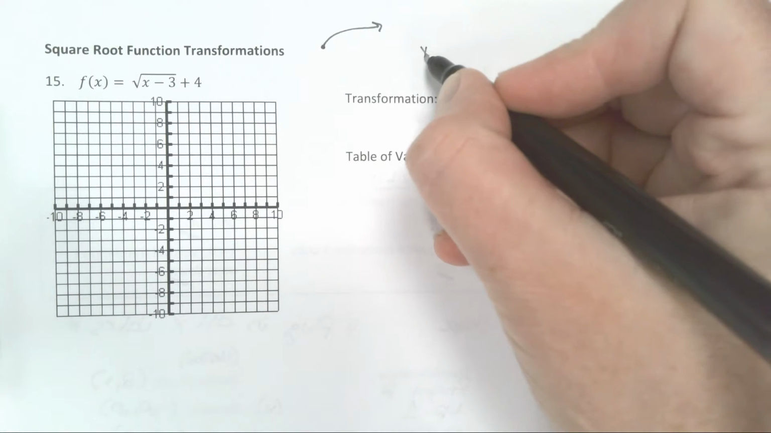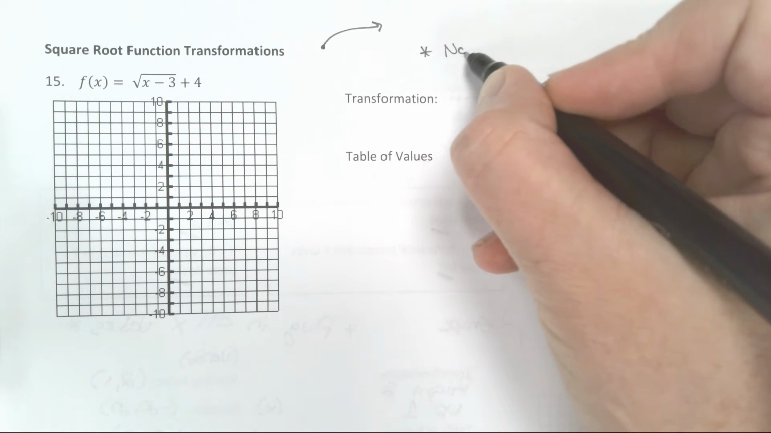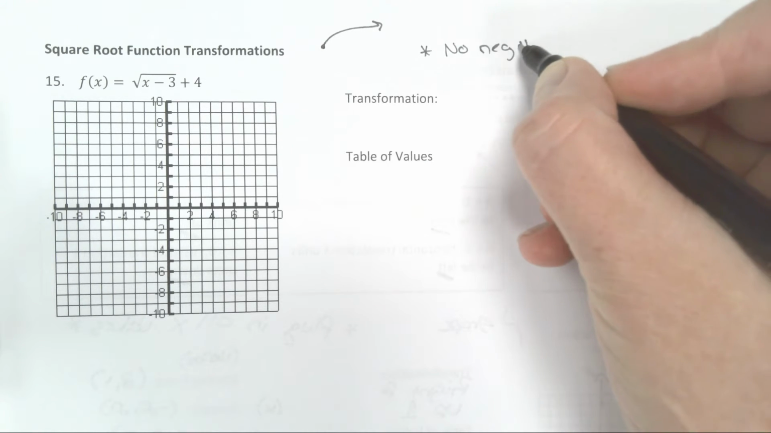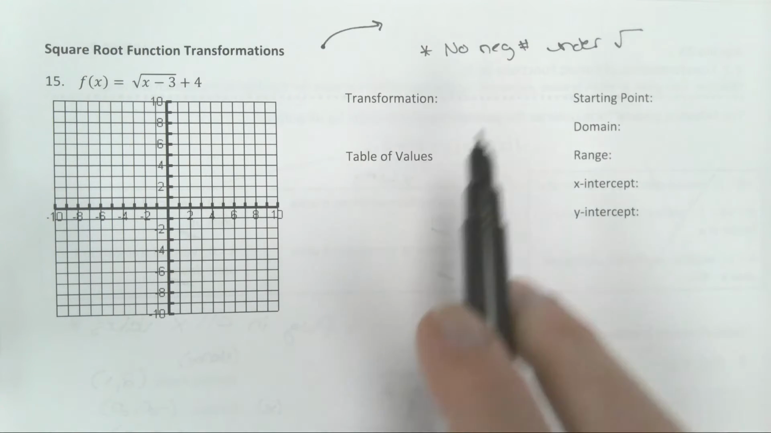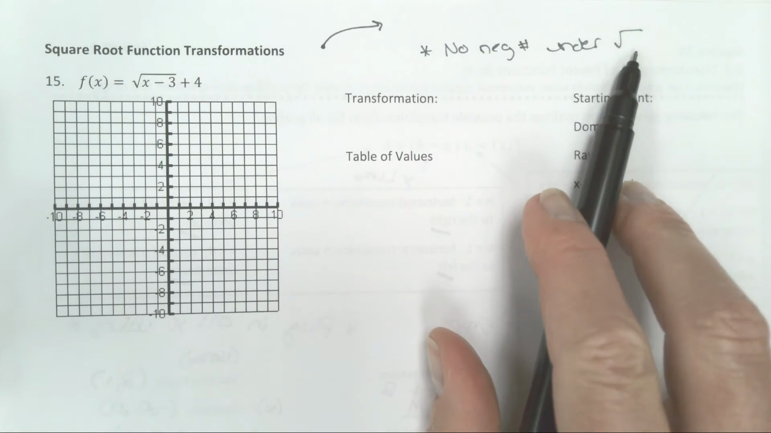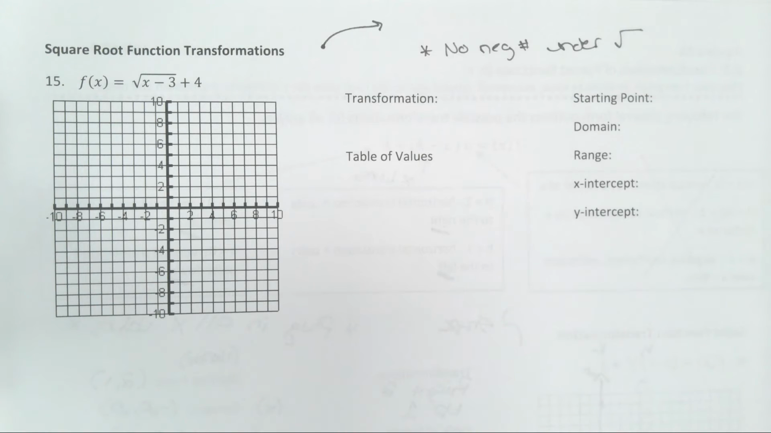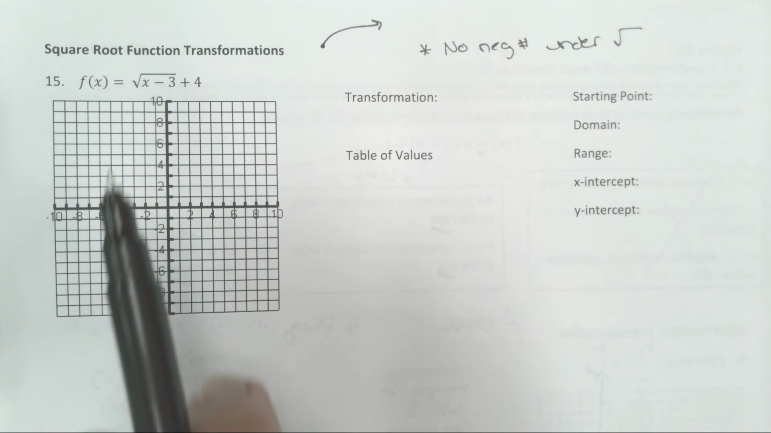And you have to remember, no negative number under your radical symbol. You cannot take the square root of a negative number. So this one is also going to change the x values that I select.